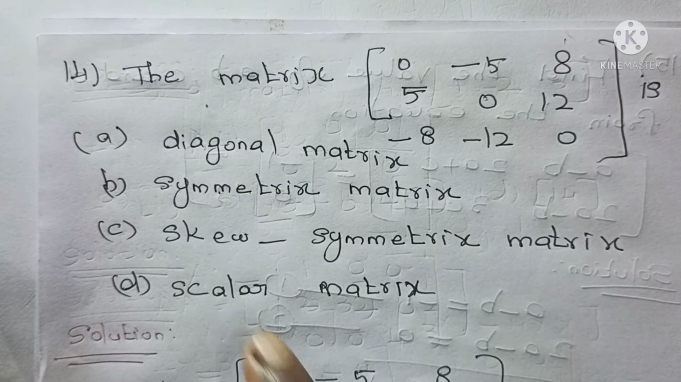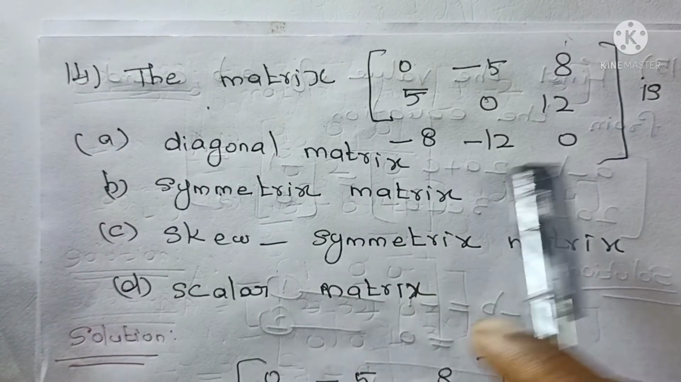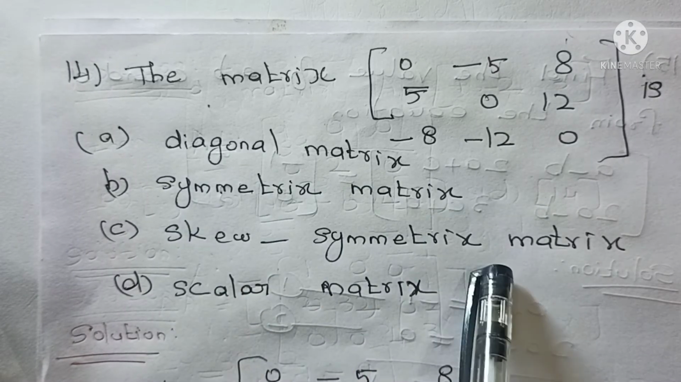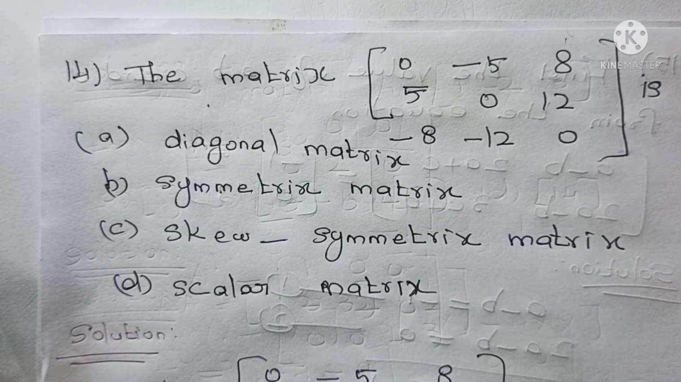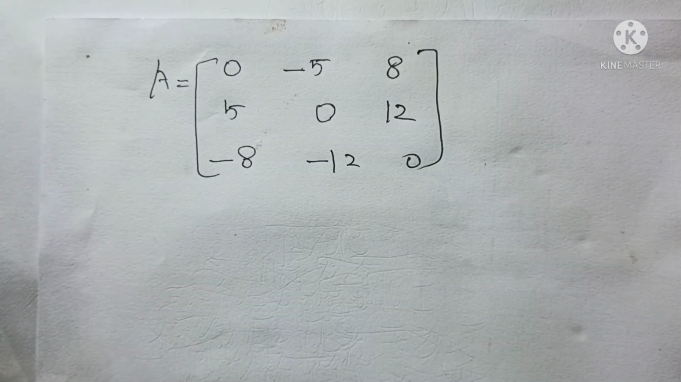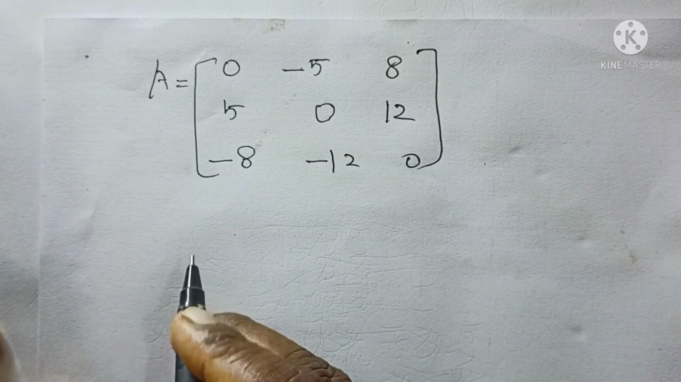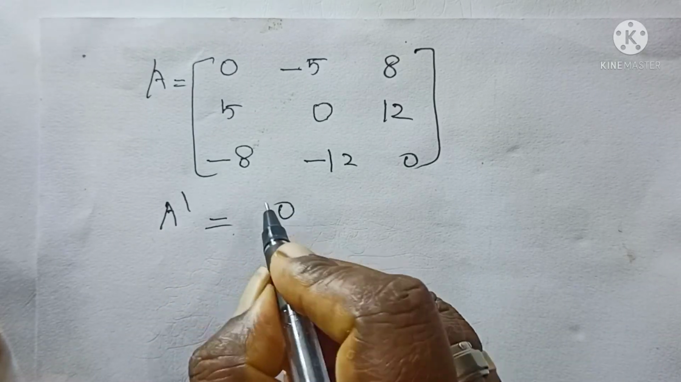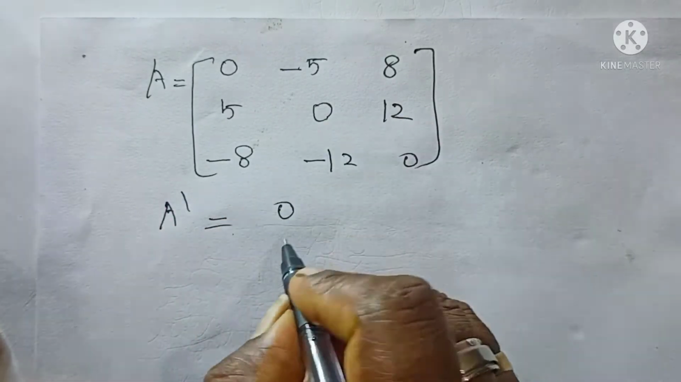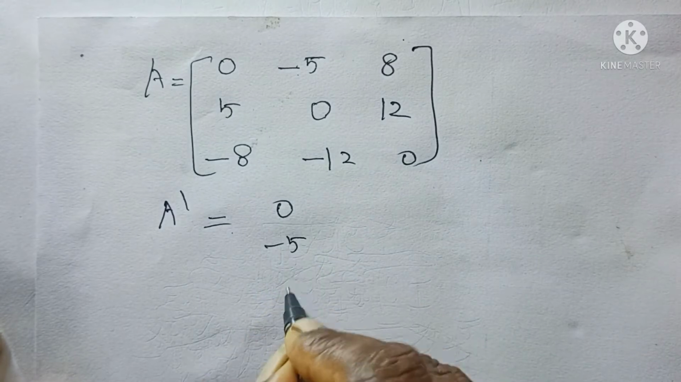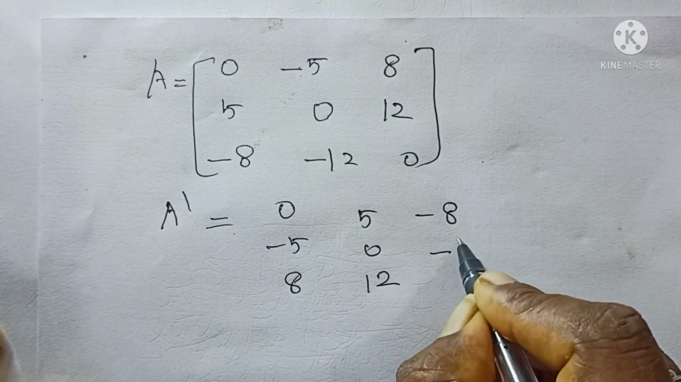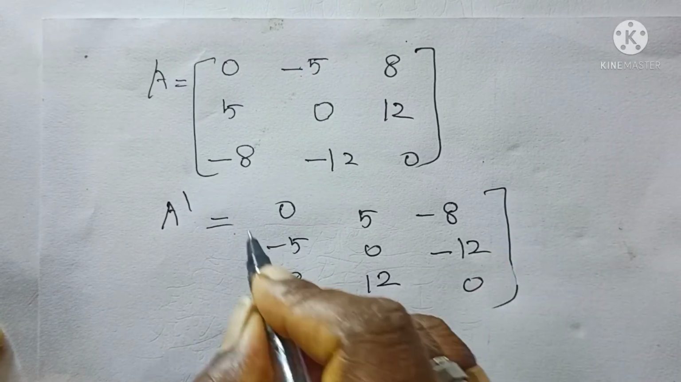Now, let's move on to 14th question. The matrix, this one is dash matrix, diagonal matrix, symmetric matrix, skew-symmetric or scalar matrix. So, A they have given. So, we have to find A dash. So, see, we have to interchange rows and columns. So, 0, minus 5, 8, then 5, 0, 12, minus 8, minus 12, 0.